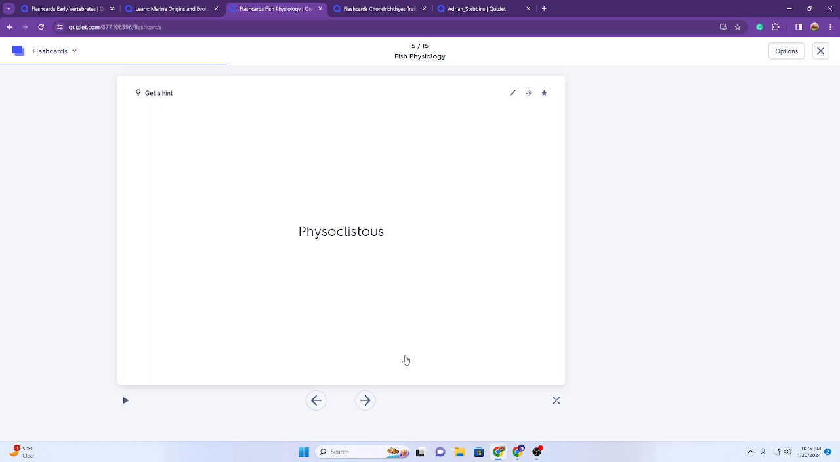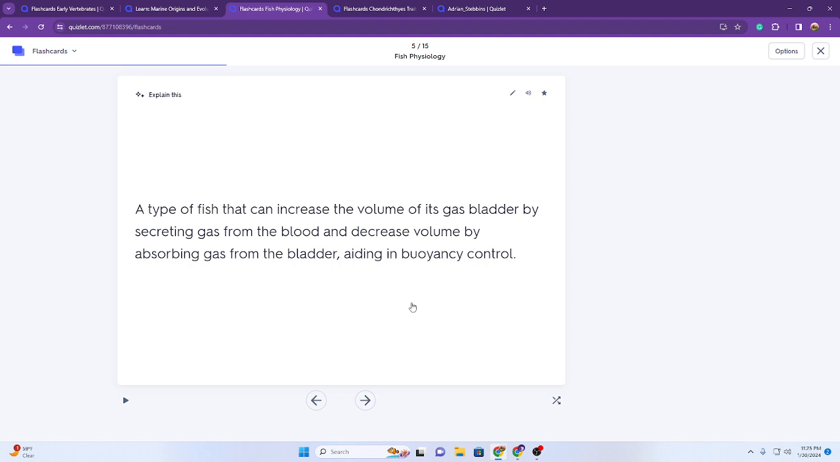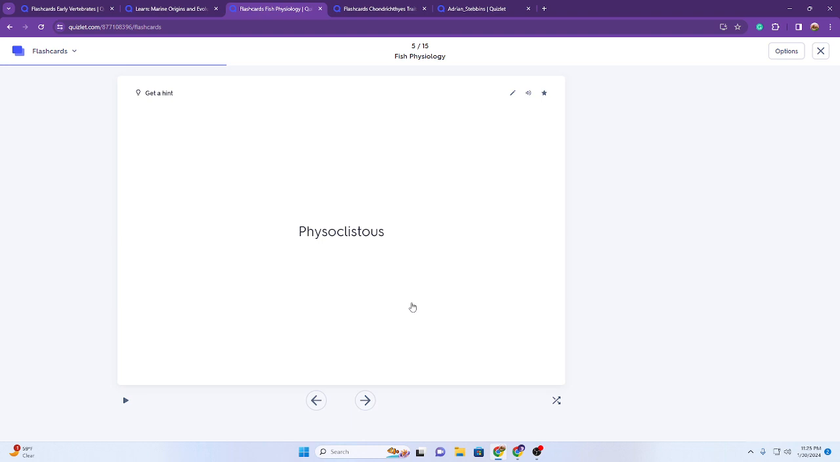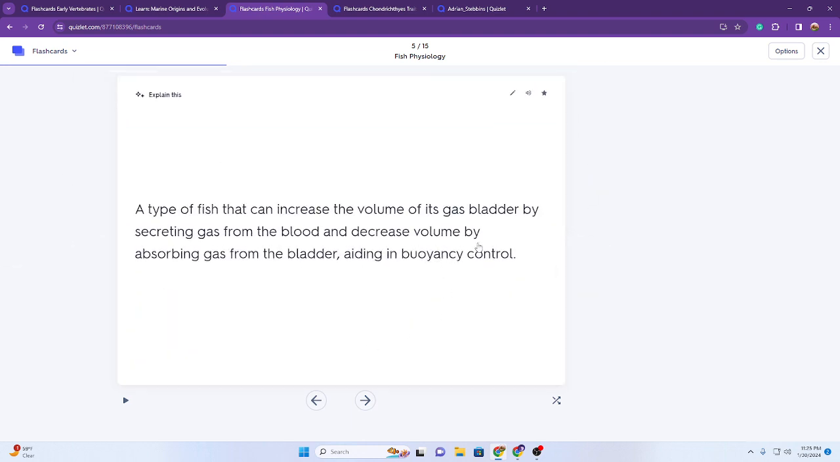Now this is going to be different than our physoclistous fish. Our physoclist is the fish that can increase the volume of the gas bladder by secreting gas from blood, and decrease volume by absorbing gas from the bladder, adding to their buoyancy control. So the physoclist has a gas bladder secreting gas from the blood. The physostome is solely with the intestine, whereas this one is with the blood, if that makes sense.